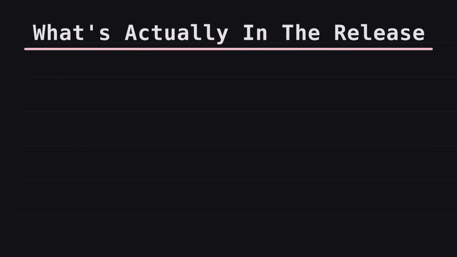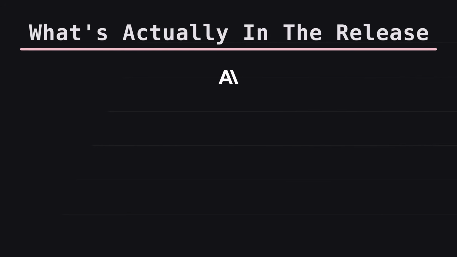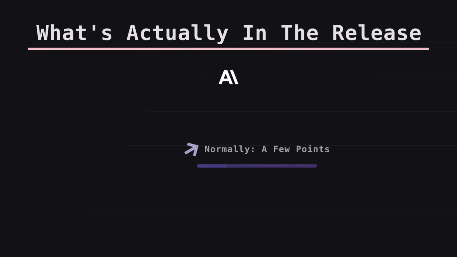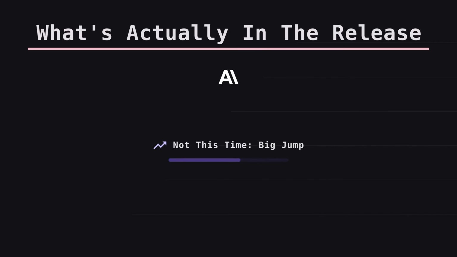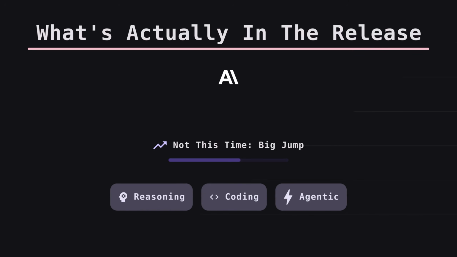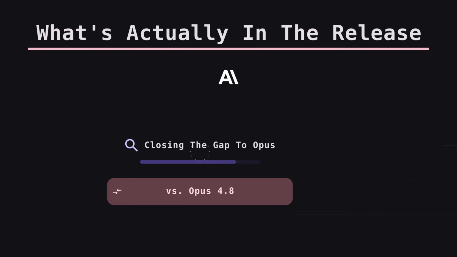Okay, here's what's actually in this release, the part driving that conclusion. Normally, a same-tier model bump is incremental. A few points on a benchmark. Nothing you'd reorganize a sprint around. This one isn't that. Anthropic built Sonnet 5 as a hybrid reasoning model, and it's bringing reasoning, coding, and agentic tool use performance that used to require a bigger, pricier model at Sonnet-tier price. Outlets covering the launch are already describing it as closing the gap to Opus 4.8, not just edging past 4.6.